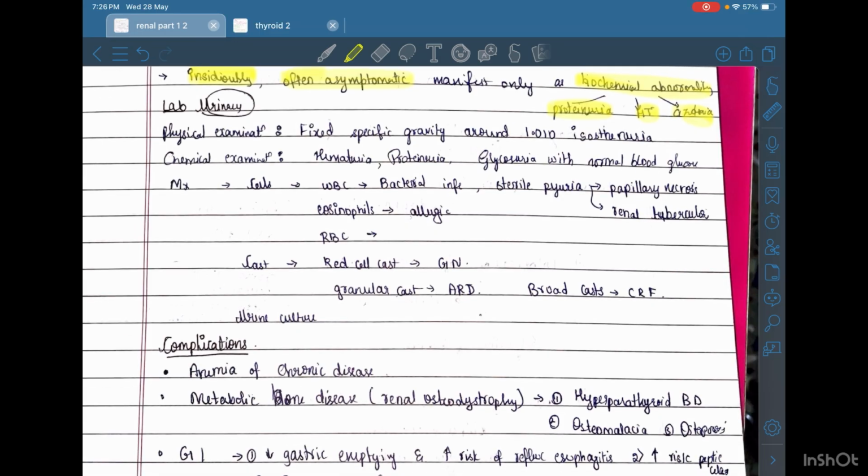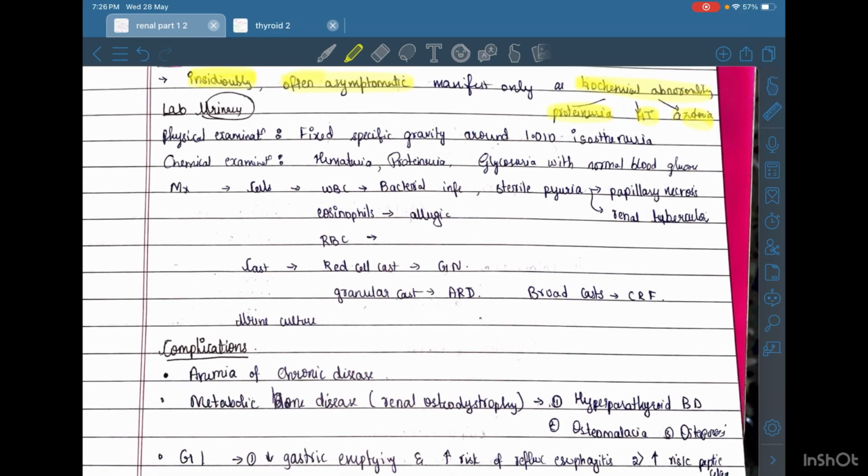What is azotemia? Azotemia is a biochemical abnormality characterized by two things: elevation of blood urea nitrogen as well as creatinine levels. It is mainly due to decreased GFR.